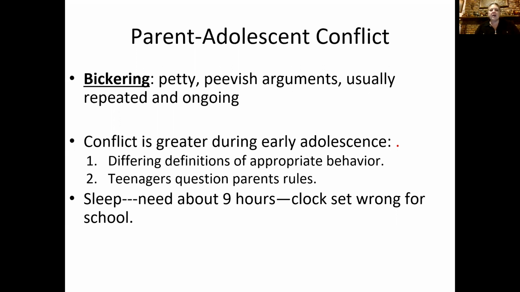Another important factor that I wanted to mention that was not mentioned in the previous video, and that I think is super important, is how sleep changes during adolescence. During the period of adolescence, these kids need about 9 hours of sleep. And what happens with kids during this period is that their clock is set wrong for school. In other words, their biological clock and their circadian rhythms seem to change a little bit. Your average adolescent is not ready to function till about 10 o'clock in the morning.